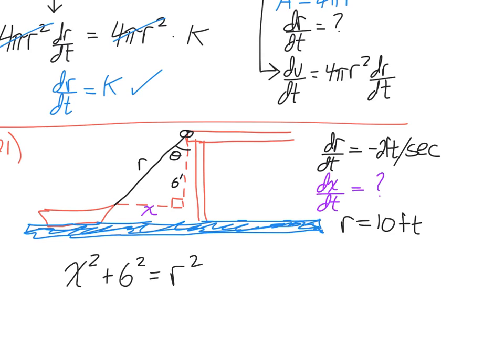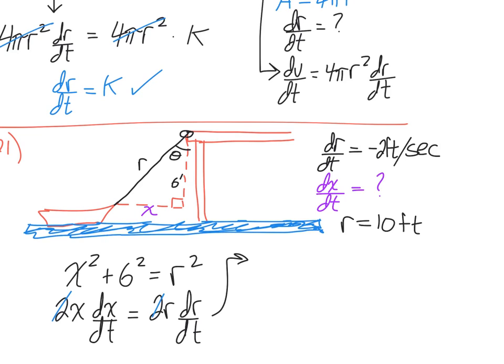All right. So when we take the derivative here, life gets a whole lot easier. 2x dx/dt equals 2r dr/dt. 6 squared is constant, so it goes away. Kill the 2's. So x dx/dt equals r dr/dt.